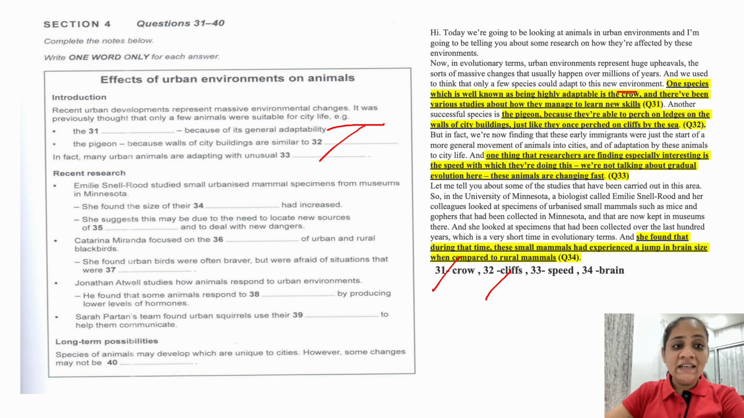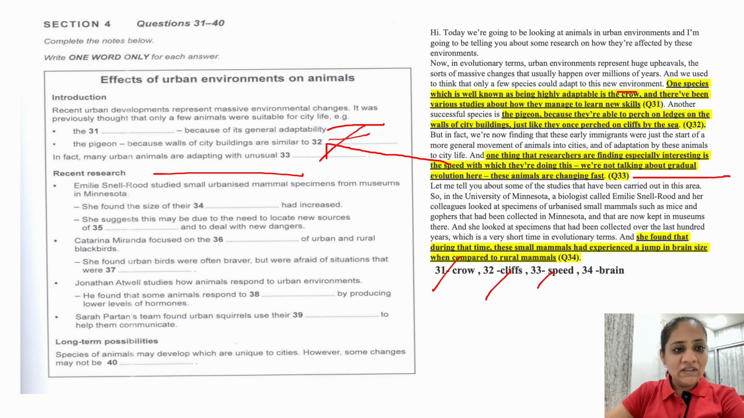In fact, many urban animals are adapting to the unusual. So one thing that researchers are finding especially interesting is the speed with which they are doing it. We are not talking about gradual evolution here. These animals are changing fast. So changing fast means they are adapting to the unusual. So what are they doing? The speed. Especially interesting is the speed. So the answer of 33 is what? Speed.